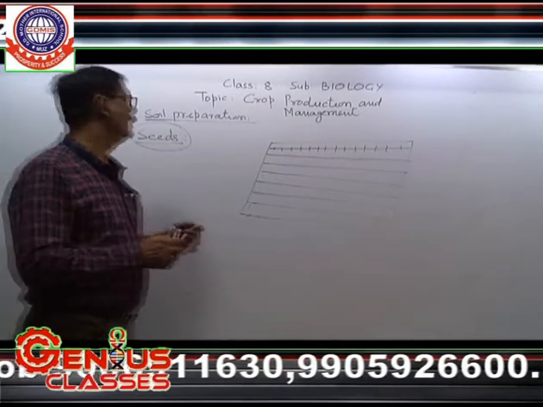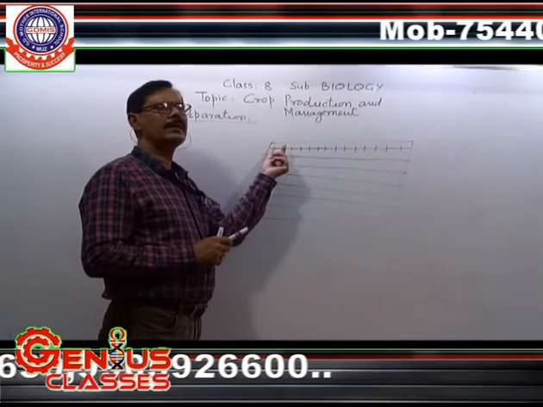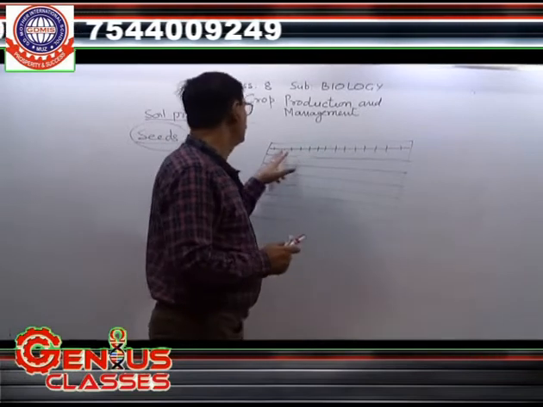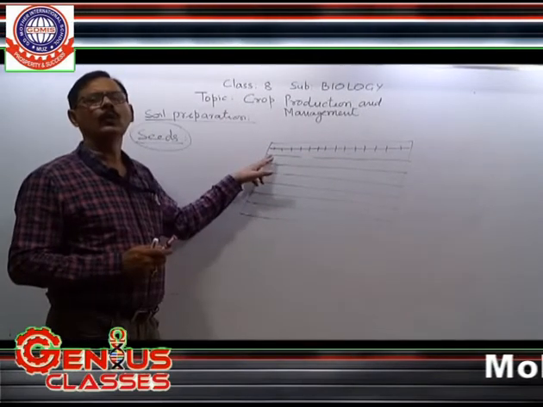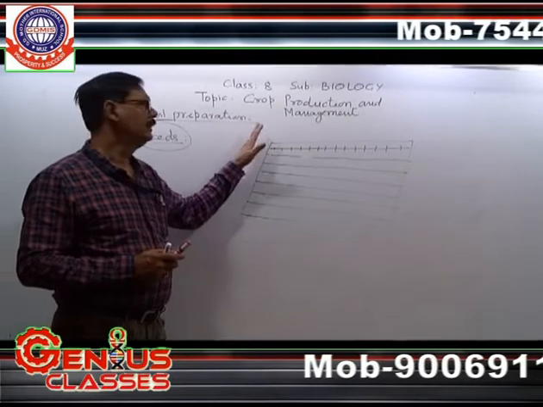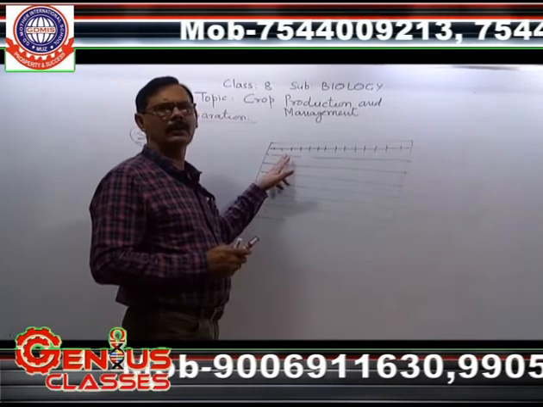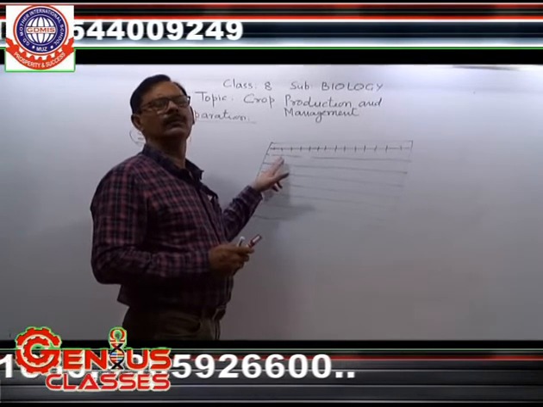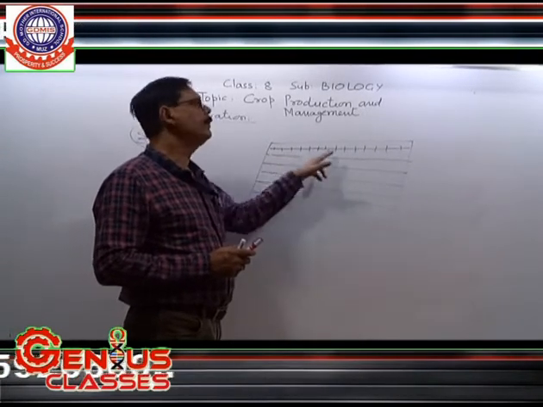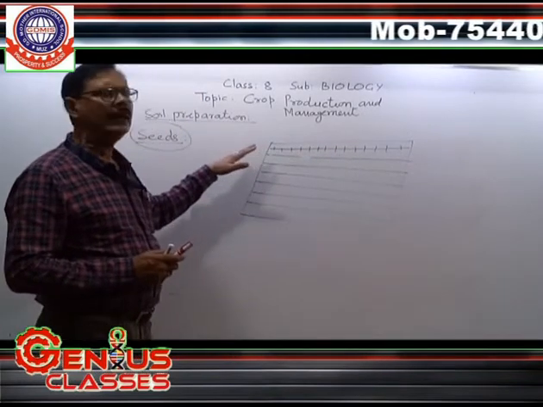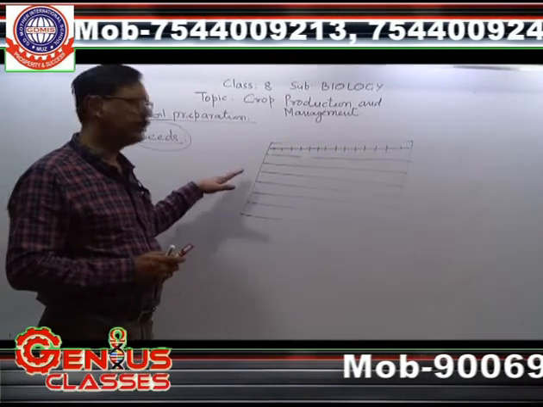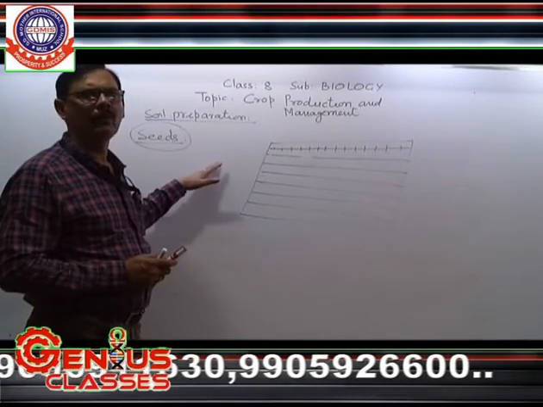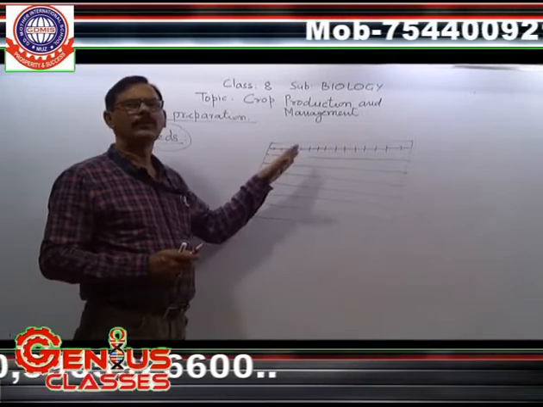The advantage is, if the proper distance is maintained, each plant gets sufficient area to grow properly and they don't compete with each other for nutrients, water, air and sunlight. So there is no competition and thereby we get healthy crops. With healthy crops, naturally our yield and production will be more. So the proper pattern should be followed.